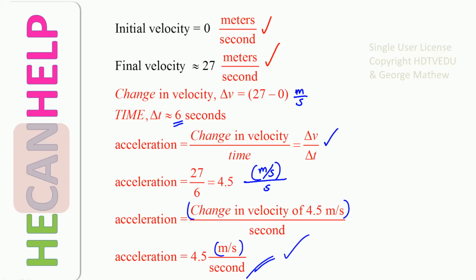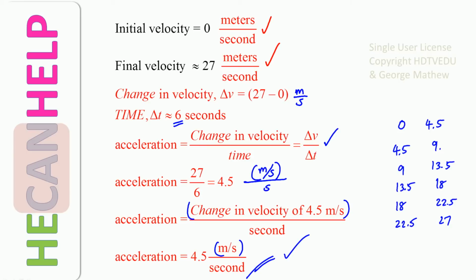So what is our speed after 1 second? 4.5, because every second our velocity is going to change by 4.5 meters per second. From 0, it becomes 4.5. From 4.5, it becomes 9. From 9, it becomes 13.5. From 13.5, it becomes 18. From 18, it becomes 22.5. From 22.5, it becomes 27.